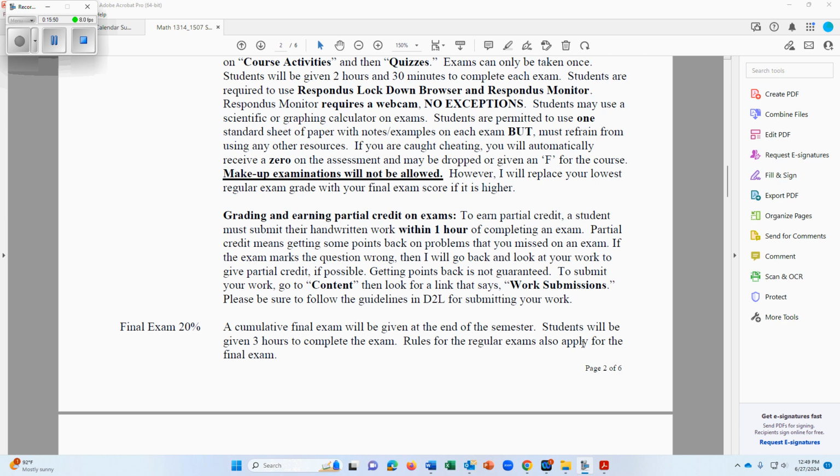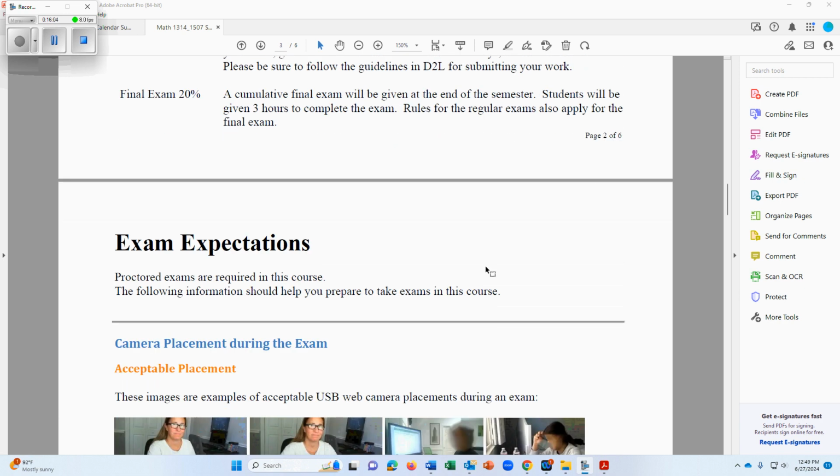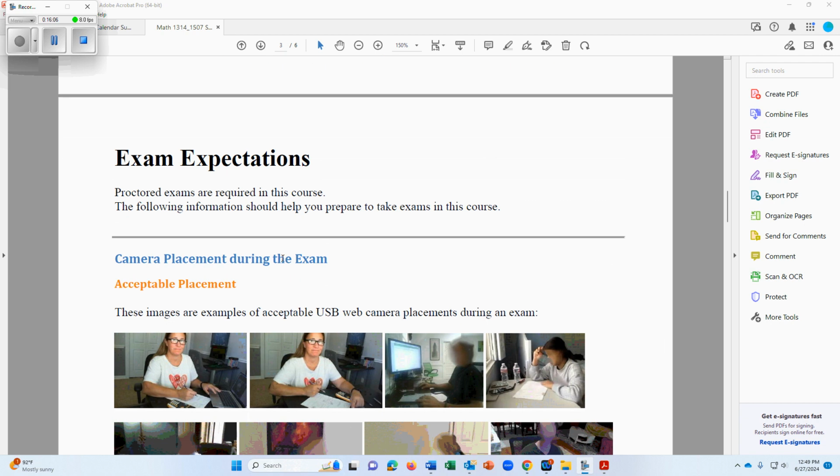Rules for the regular exams also apply for the final exam. So same thing about calculators. You can have one cheat sheet, front and back, that kind of stuff. Okay, so let's talk about the protocol for the exam. So exam expectations. Proctored exams are required for this course. The following information should help you prepare to take exams in this course.